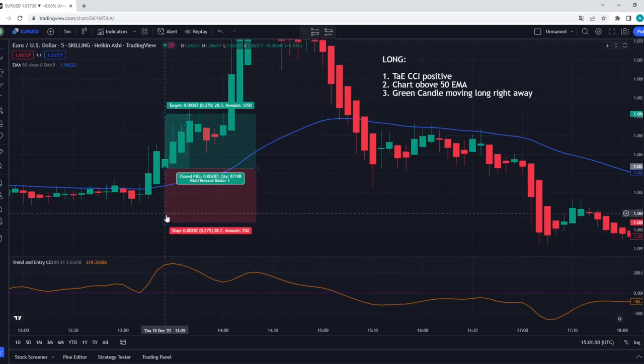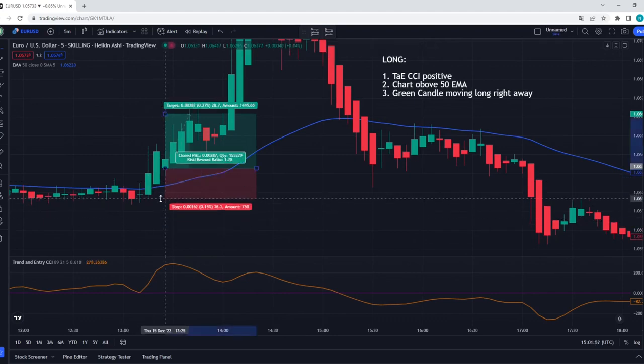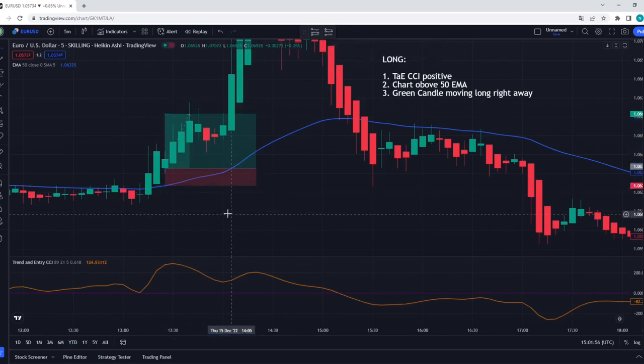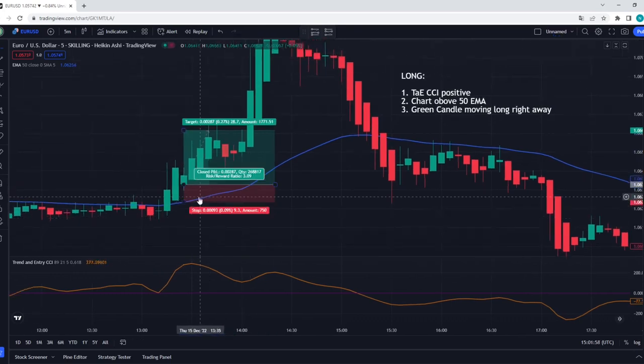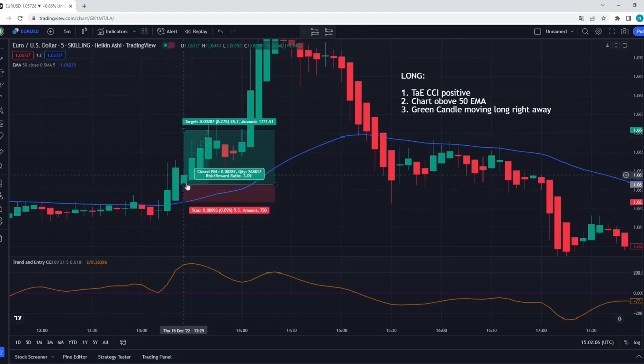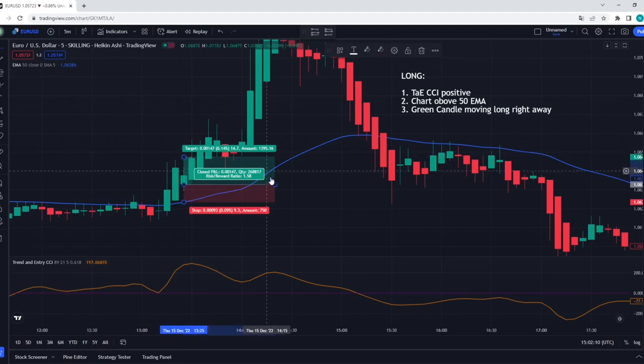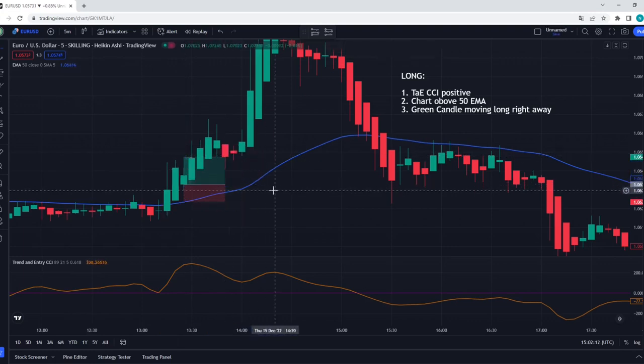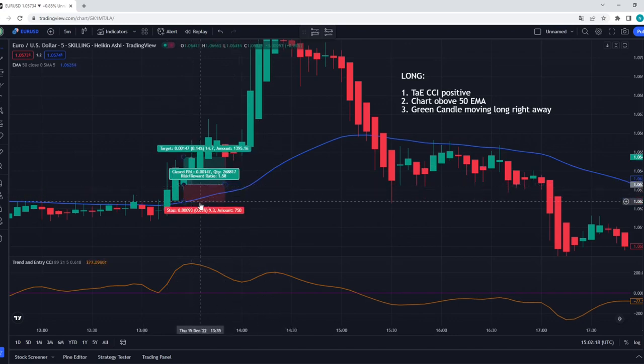The stop loss will be either below our recent swing low or at the 50 EMA. I personally like to put the stop loss at the 50 EMA when we got a change from short to long, like here. But I will show you a second example in a few seconds where I will put my stop loss to the recent swing low. So this is our entry.